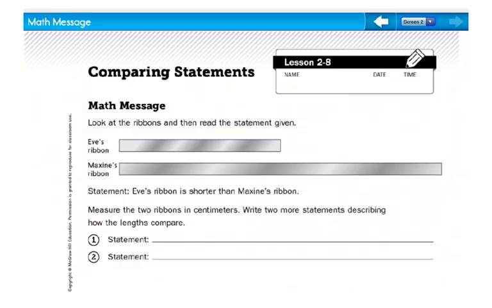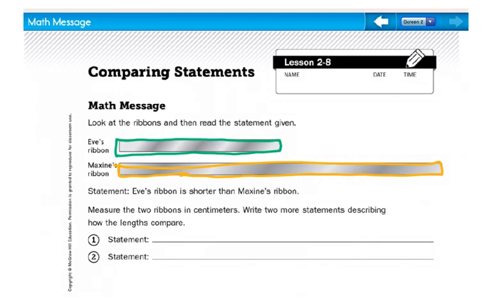All right, moving on to today's lesson. You will go ahead and wipe off your whiteboard. Today we're talking about comparing statements using multiplication. So look at the ribbons and then read the statement given. Here we have Eve's ribbon. Hers is green. Maxine's ribbon. Her ribbon is yellow. The statement that would be true would be Eve's ribbon is shorter than Maxine's ribbon.